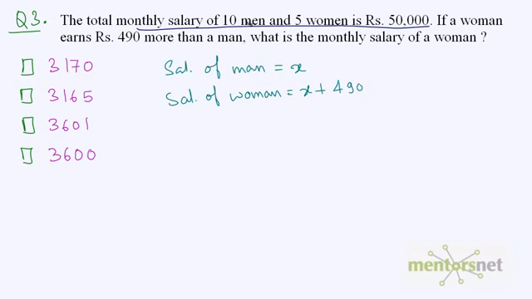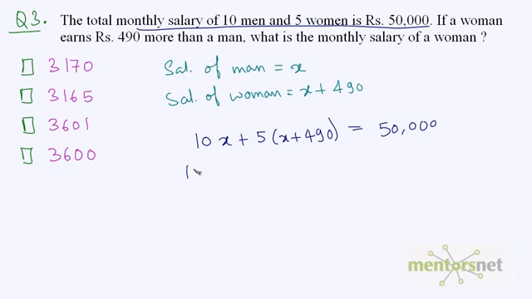The monthly salary of 10 men and 5 women. So the complete salary of 10 men would be 10x, and the complete salary of 5 women would be 5 times (x plus 490). If you add these, you get 50,000. That's what is given, the total monthly salary of 10 men and 5 women. Now you have to solve this equation to get the value of x, and from x you can calculate the salary of a woman.